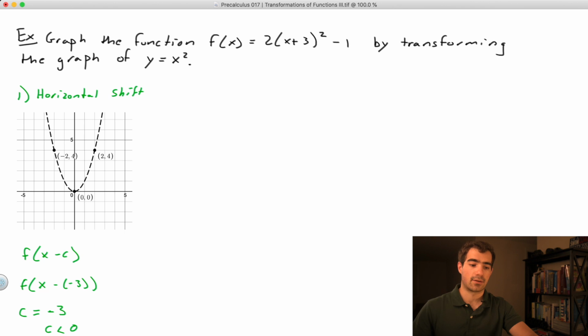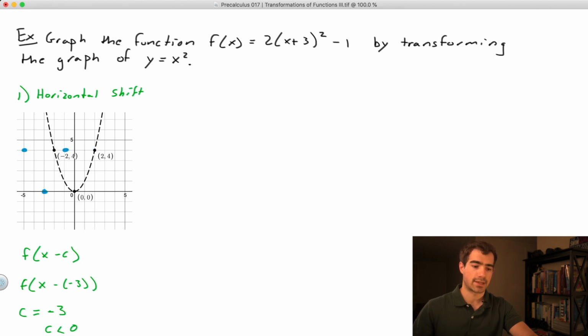And so we can take all of our points on our graph here, negative 2, 4, 2, 4, and 0, 0, all of those 3 key points, and shift each of them over to the left by 3. And so we'll start with negative 2, 4, shift that over by 1, 2, 3, which will end here. We can go at 0, 0 and shift that over by 1, 2, 3 to end here. And 2, 4, shifting that over by 1, 2, 3 will put us here.